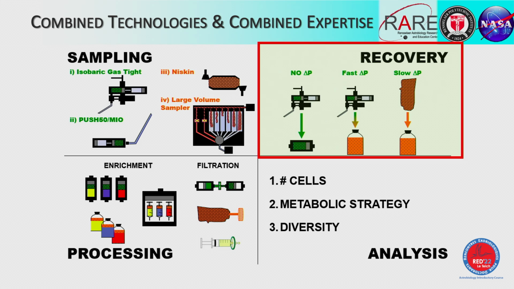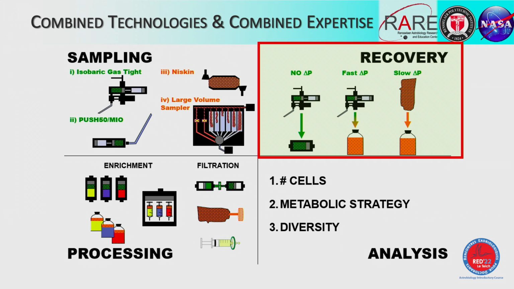So once we sampled, we had the recovery process. As I said, we had 3 steps: no decompression at all, fast decompression and slow decompression. For the no decompression part, we used a Nautile pressure transfer line. So how does it work?